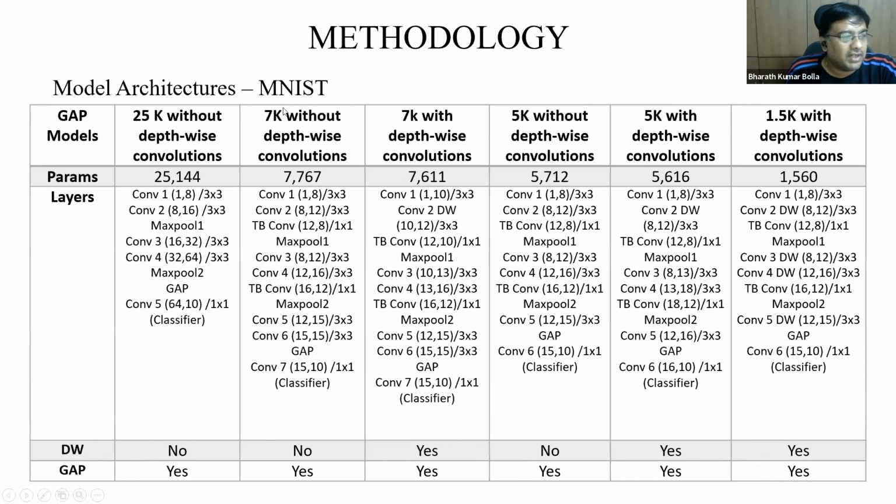And then we have a 7K parameter model. In 7K, you can see that we are not going to 16 channels. From 8, we are slowly increasing to 12. From 12, we again use a transpose convolution to go to 8, then from 8 to 16, 16 to 12. We are not even reaching 16 channels anywhere. So this is a 7,000 parameter model, but with depth-wise convolution, as you see here.